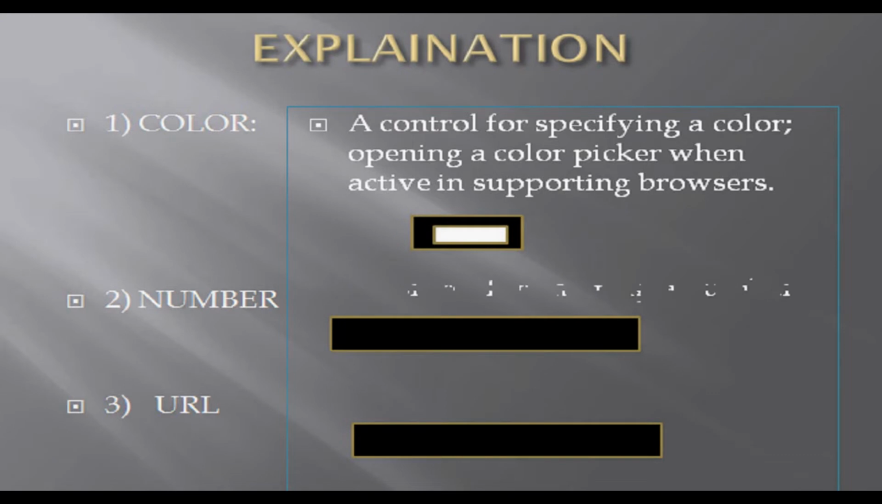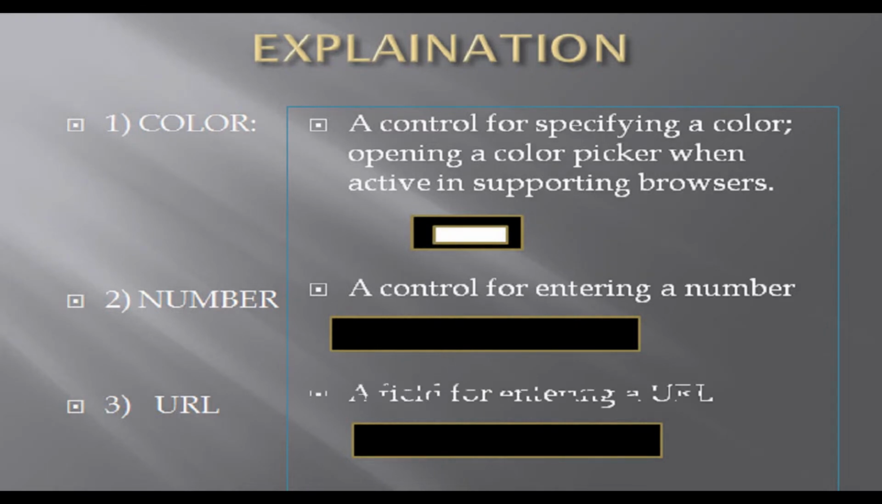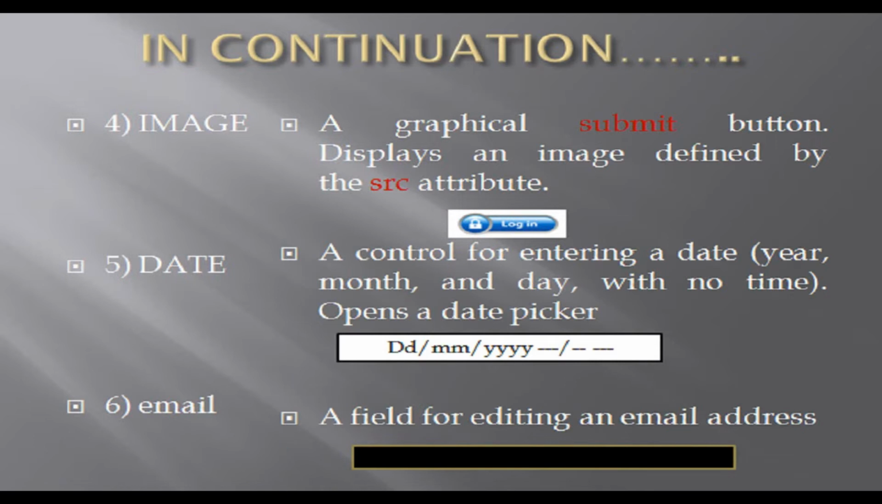Then comes number. It is a control for entering a number. You will see a control where you can select the number. Then comes URL. Here you can enter the URL. Now we'll see the image element. The image element is like a submit button, only we can see a graphical image over the submit button.